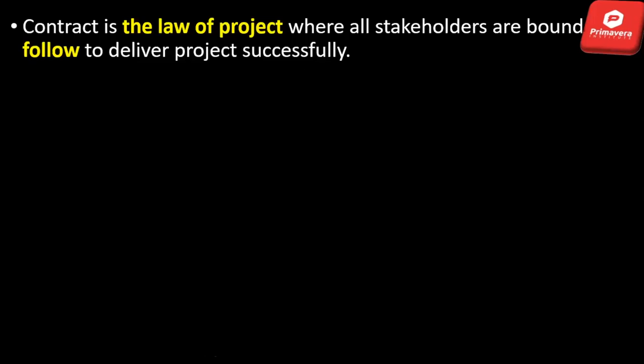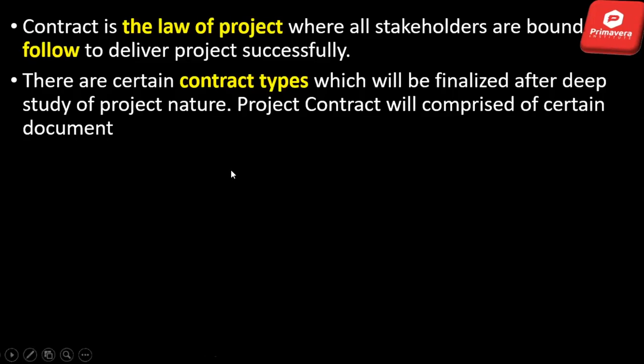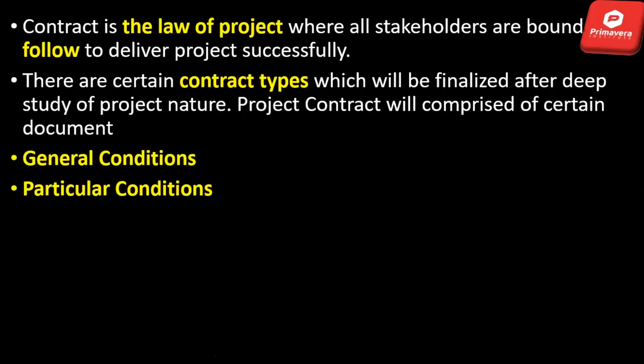So here you can see that the contract is the law of the project, which all stakeholders are bound to follow to deliver projects successfully. And then there are certain contract types which will be finalized after a deep study of the project nature. The project contract will be comprised of certain documents. There are general conditions, particular conditions, and project contract documents.